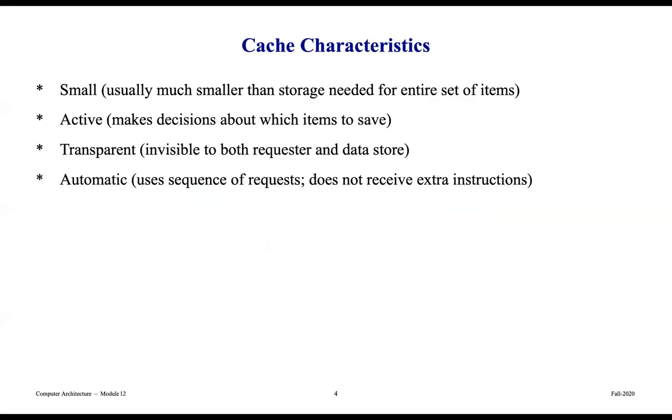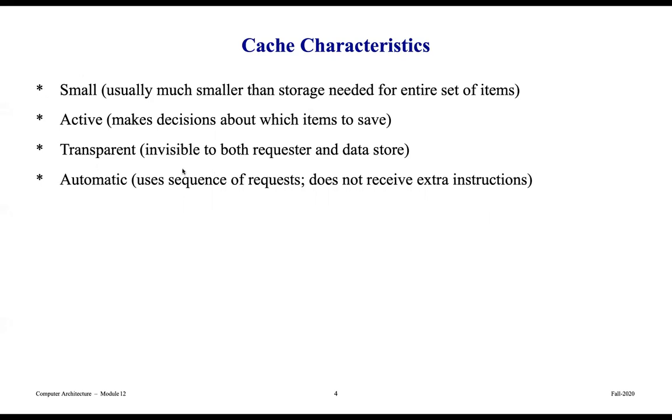So what are some of the characteristics of the cache? It's usually small, much smaller than the storage needed for the entire set of items. So it starts to have more of a characteristic of memory versus a hard drive of some sort, maybe even getting towards the performance of what you would be thinking in terms of a register. It's active. It makes decisions about which items to save. Some of that can be based on different algorithms about what makes sense for it to hold on to, and kind of have a, quote, training sequence, if you will. And we'll be talking a little bit more as we move to the latter part of this chapter.